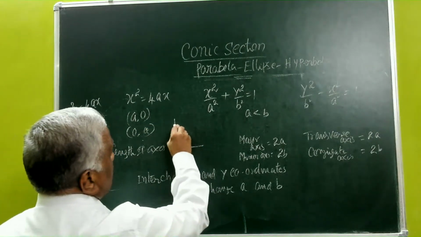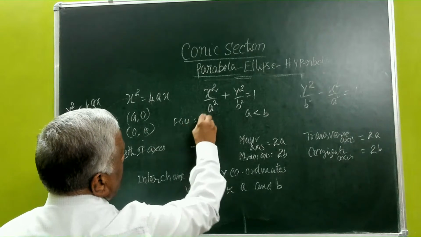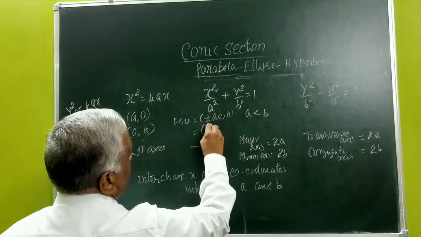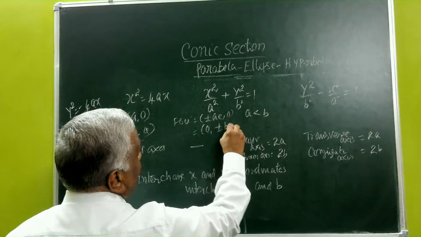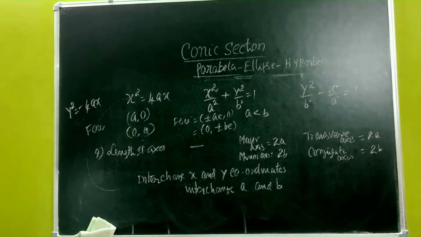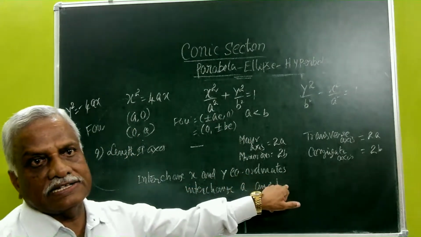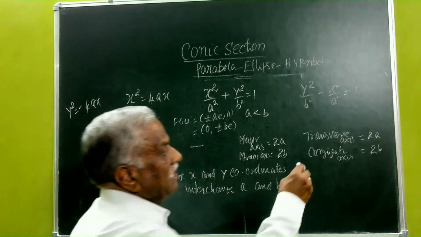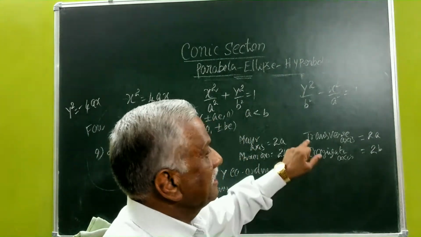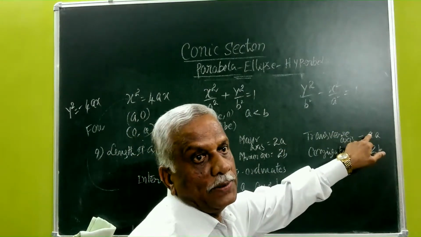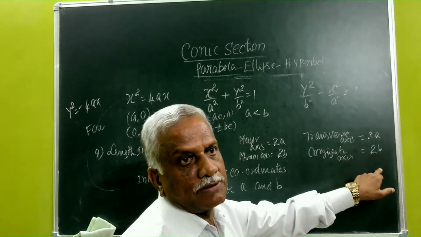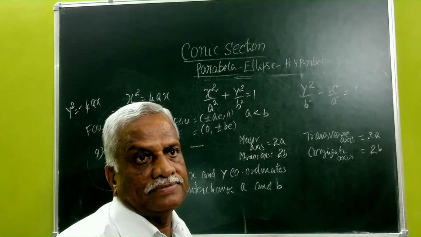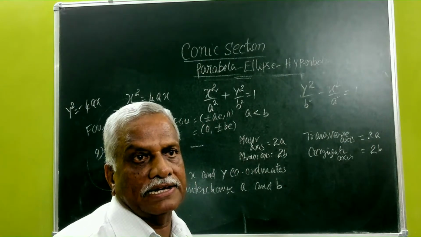For ellipse, the foci was plus or minus a comma 0. It becomes 0 comma plus or minus b. Why b? Interchange x and y coordinates. For example, here, if it is transverse axis, it will become 2b, and the conjugate axis becomes 2a. Or in case of ellipse, major axis is 2b, and the minor axis is 2a.